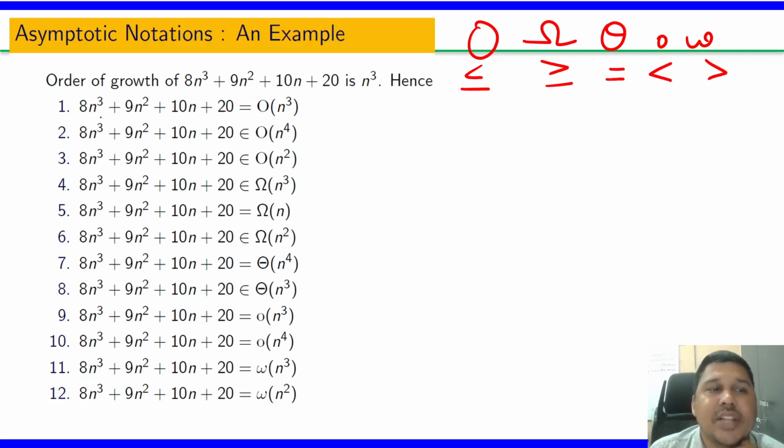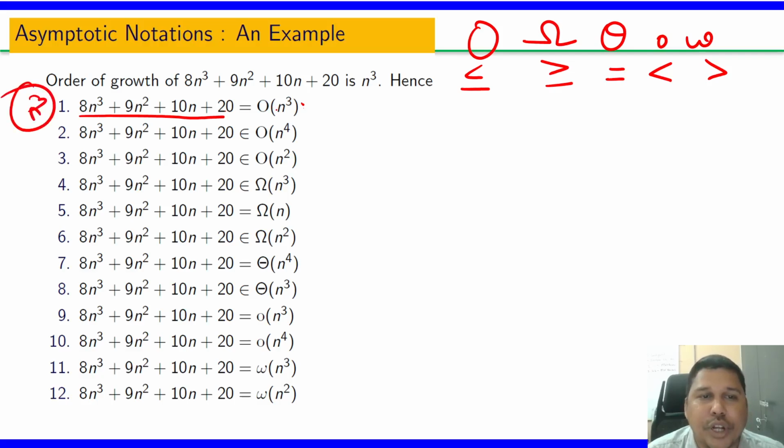See, here it is 8n cube plus 9n square plus 10n plus 20. The order of growth they are writing as big O of n cube. Is it true or false? Can we write like this or not? How to tell whether we can write like this or not? You find out separately what is the order of growth for this. With my logic, it is n cube.